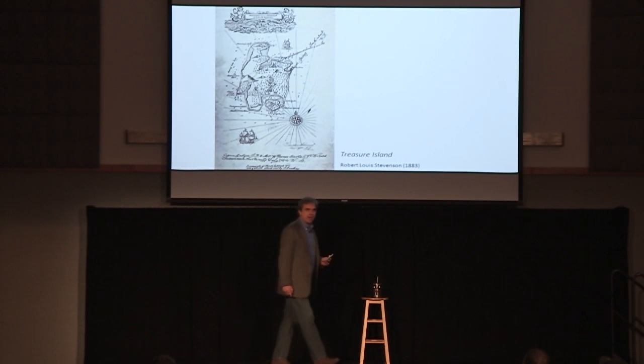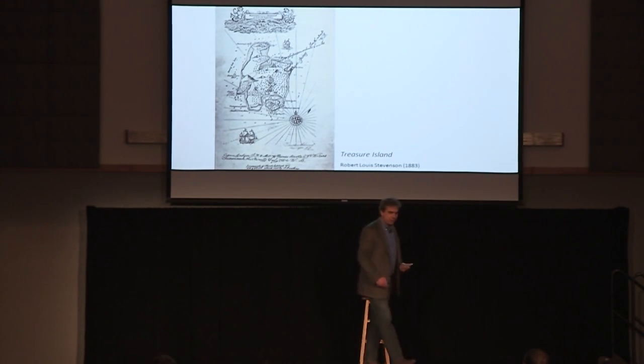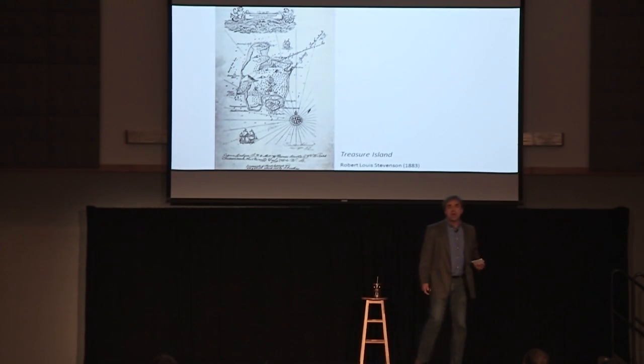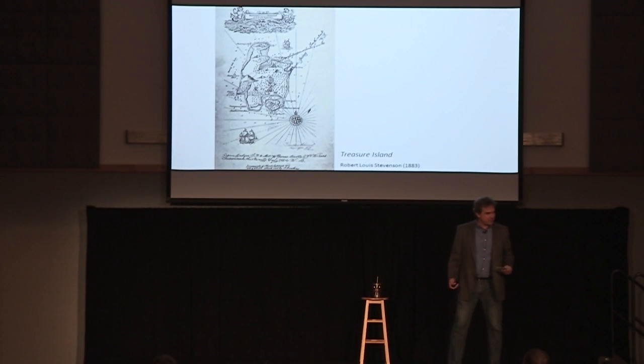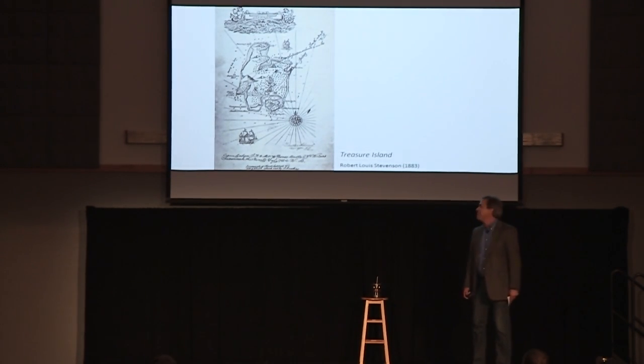On the other side of this spectrum, thinking about the other side from data analysis, maps can be a fiction too. Maps can be fictional items. This map was drawn by Robert Louis Stevenson long before he wrote his famous novel, Treasure Island. So map first, then the story.